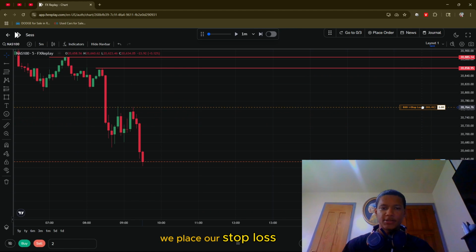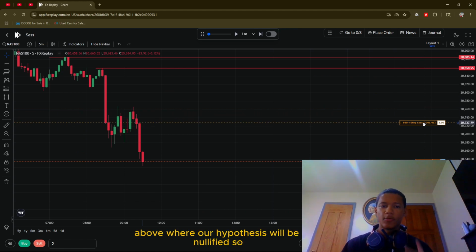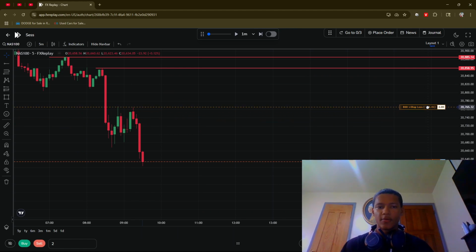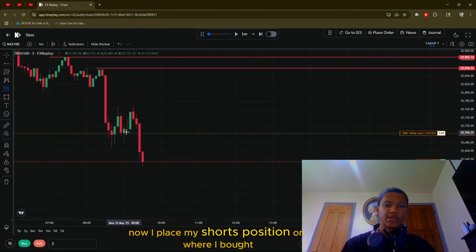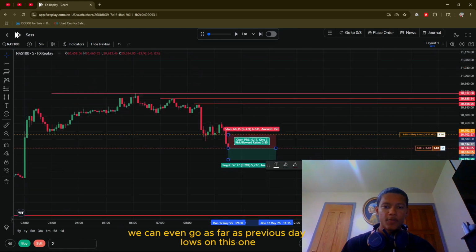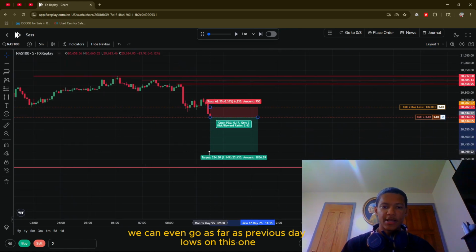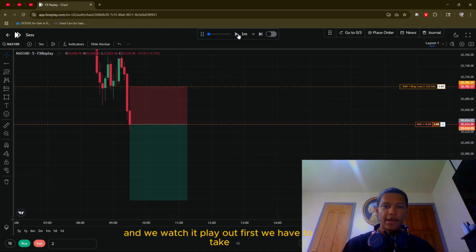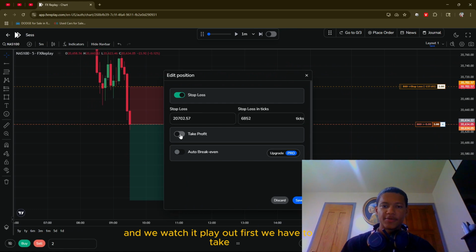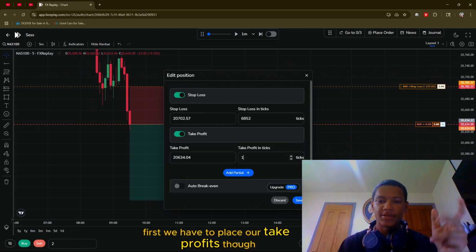We place our stop loss above where our hypothesis will be nullified. So, sorry, right around this break in structure right here. Now I place my short position where I bought. We can even go as far as previous day lows on this one, but we'll be more strategic, and I go for a 1 to 2 ratio, and we watch it play out. First, we have to place our take profits though.